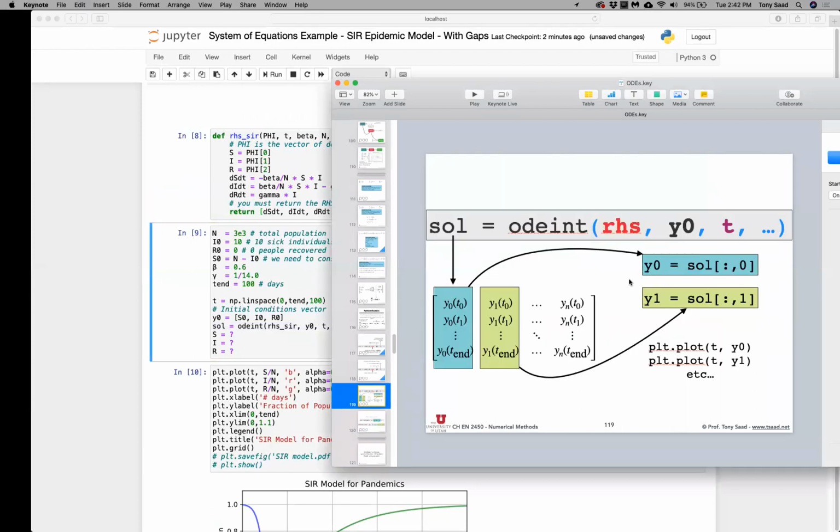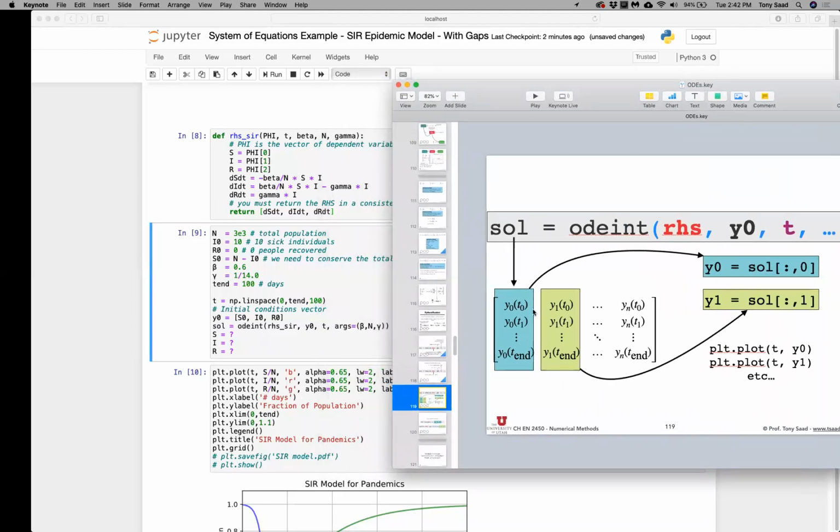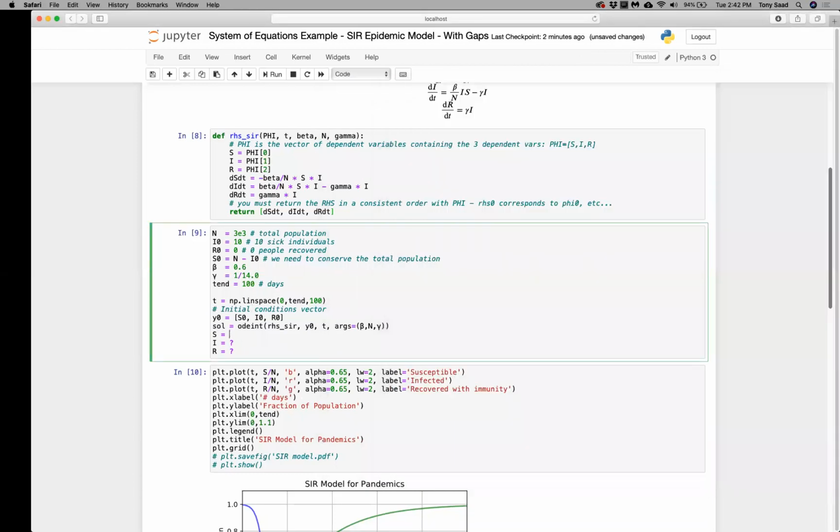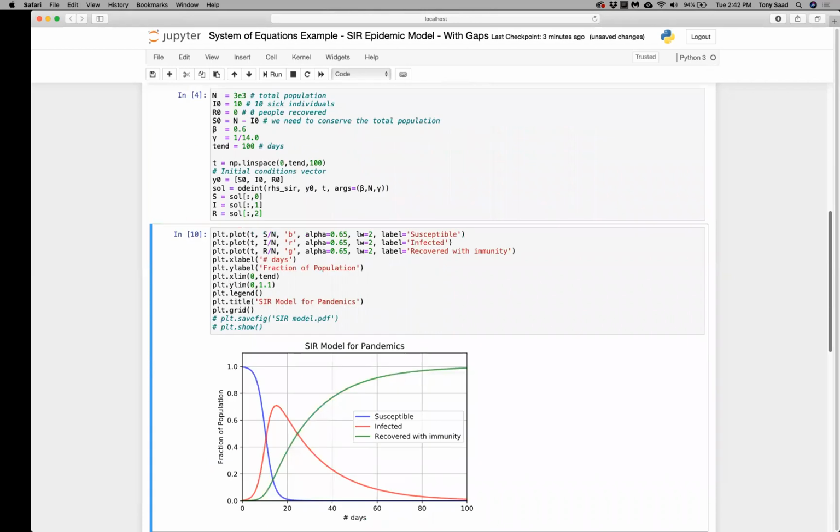Okay, there you go. So Sol, the solution, contains a matrix whose columns are the entire solutions at all the times. So the solution for Y0 is contained in the first column. In other words, the solution for S is contained in Sol. We take all the rows on column 0, and then same thing for I, column 1, same thing for R in column 2. Okay? All right. Do we have the guts to run this?